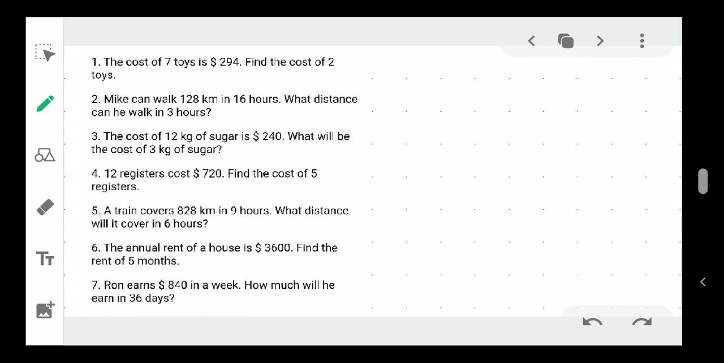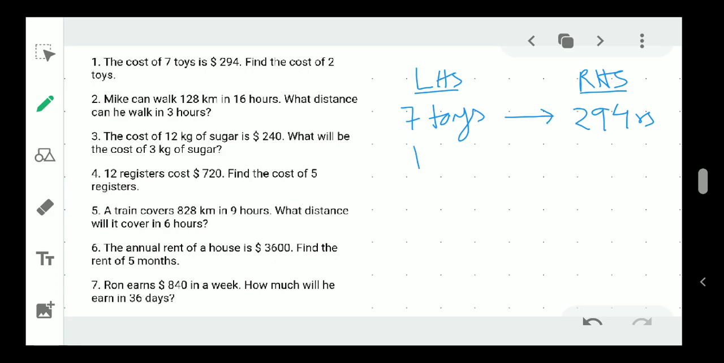So see, first we have to find out, unitary method means you have to first find out the cost of 1, then you can find out the cost of more. So what you have to find out? The cost you have to find out. So cost will be on the right hand side. So on the right hand side there will be cost, and on the left hand side there will be the other quantity. So I can write here 7 toys will cost me 294 rupees.